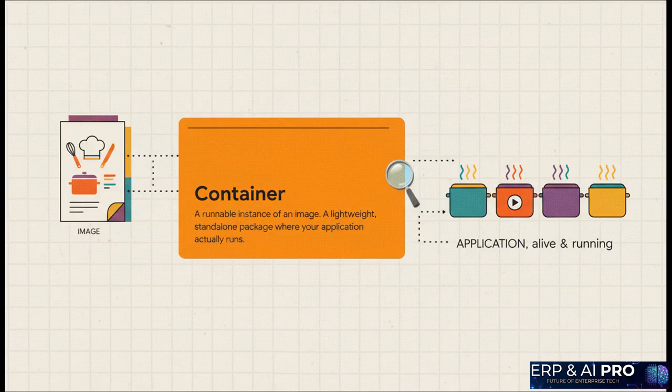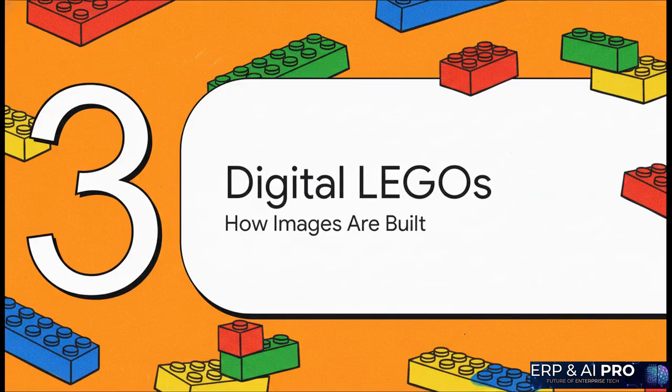But when you follow that recipe, when you run the image, that's when you get a container. That's your app, alive and kicking. And here's what's so cool. From that one recipe, that one image, you can make as many identical dishes, as many identical containers as you want. Okay, but what are these images made of? Like, what's actually inside? This is where Docker gets really clever. And for this one, we're going to think about Legos.